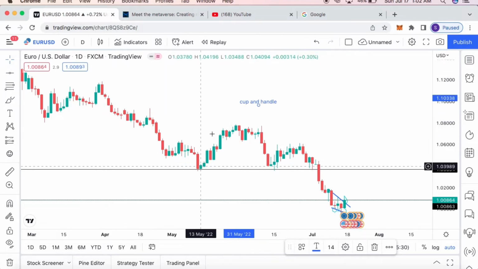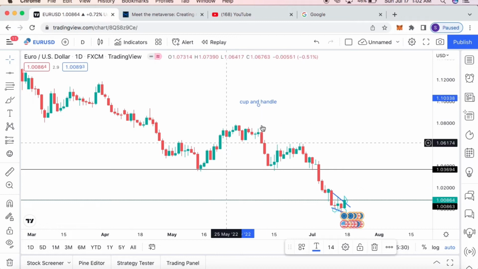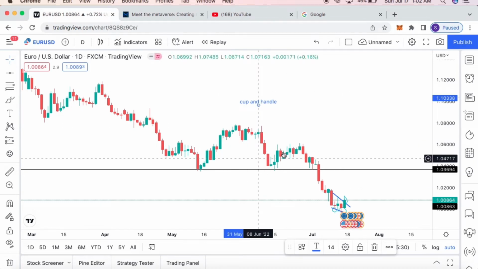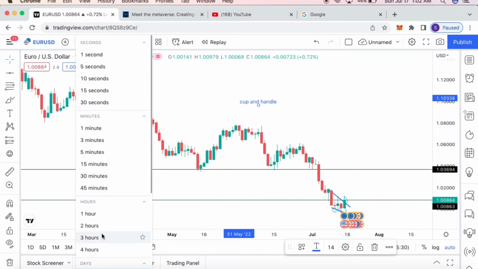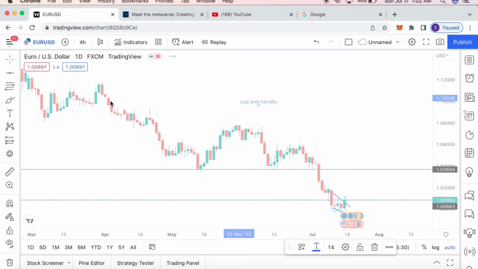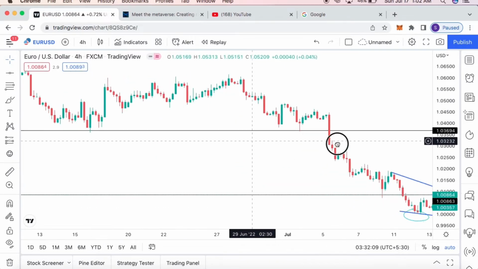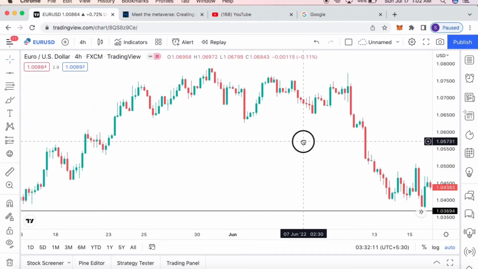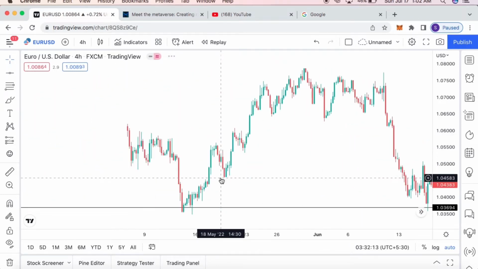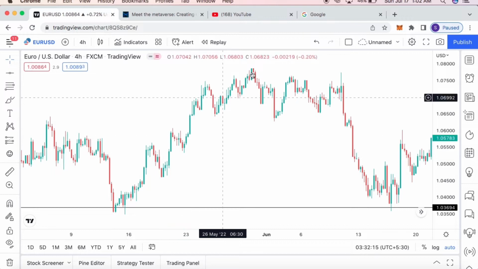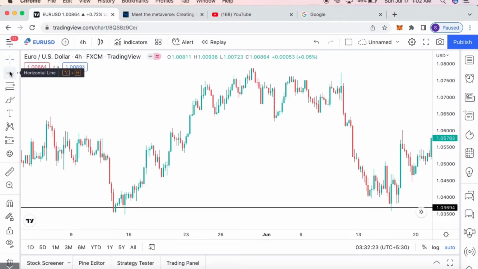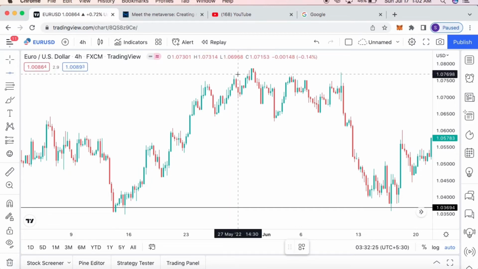So again, even inside this, before the cup had formed, we had more patterns. So we're going to jump onto the 4-hour time frame and identify those patterns. So let's zoom into this side. The first thing, as you can see, we had what we call a triple top. So this is a triple top right here, you can see, guys.